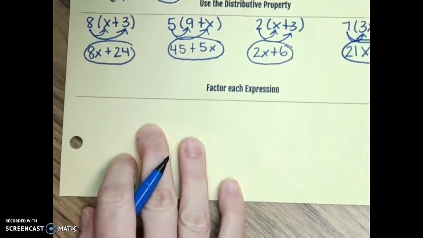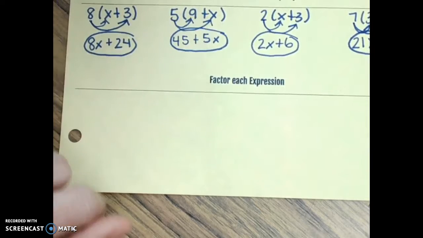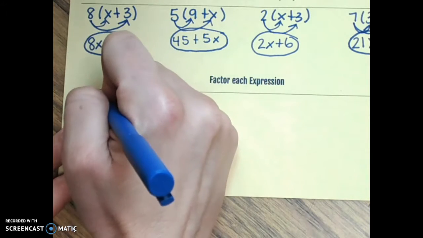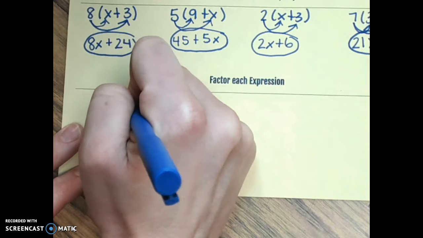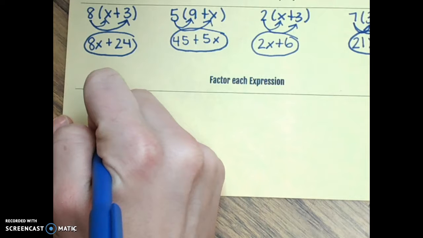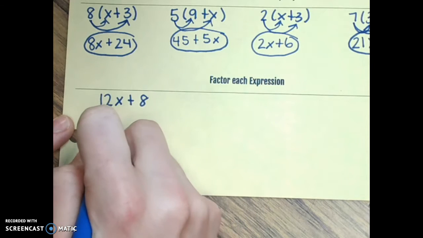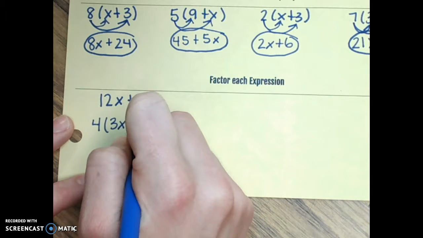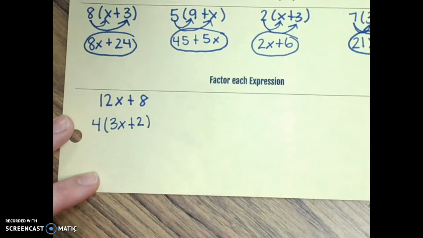Now, we're going to do the opposite. We're going to go from having an answer like this and making it look like this. So I have 12x plus 8. This is called factoring the expression. To do that, you're going to find the highest number that can go into both 12 and 8, and that is 4. So 4 times what is 12, and that is 3x. So we have 3x left over there. And 4 times 2 is 8.